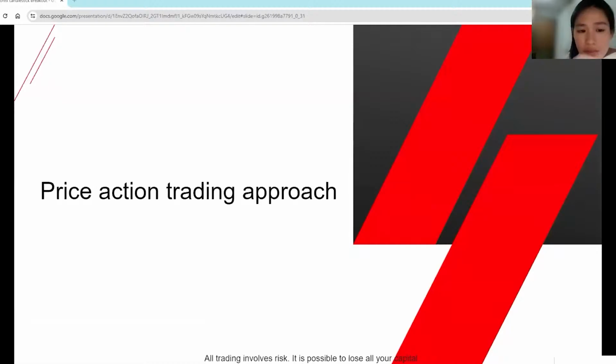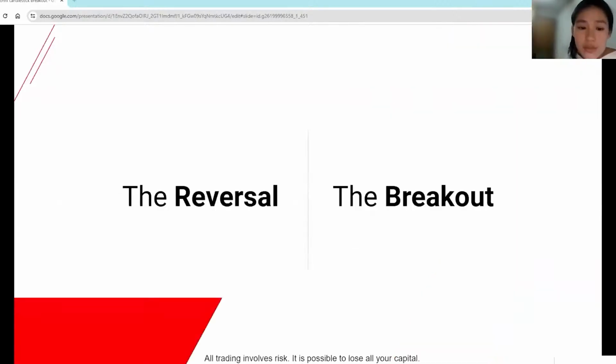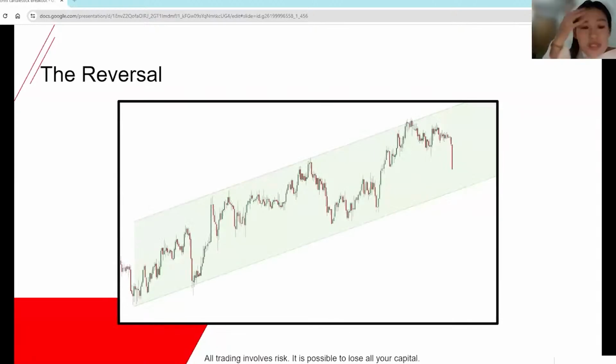Okay, so let's talk a bit about price action trading approach. This basically comprises of 2 different trading approaches, the reversal and the breakout. So let's firstly talk about the reversal. We talked about reversal last week already.